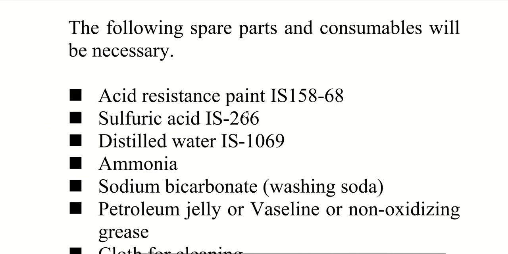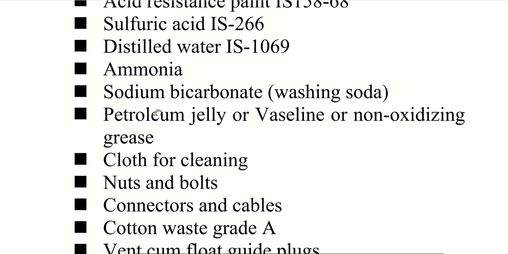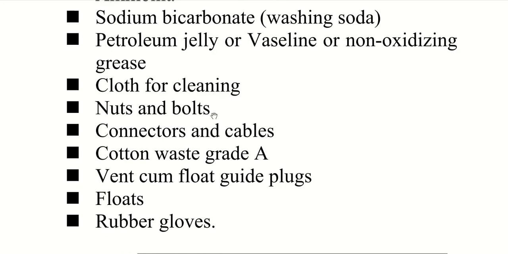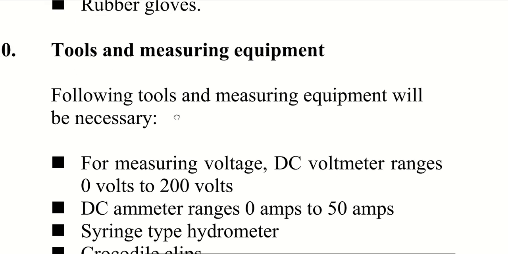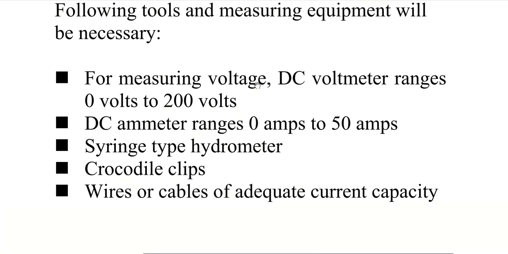Spare parts could be acid resistant paint, sulfuric acid, distilled water, ammonia, sodium bicarbonate, petroleum jelly, Vaseline, non-oxidizing grease, cloth for cleaning, nuts and bolts, connectors and cables, and cotton waste grade A, vent cum float guide plugs, floats, rubbers, rubber gloves, and tools for measuring, equipment for the measurement of the voltage.